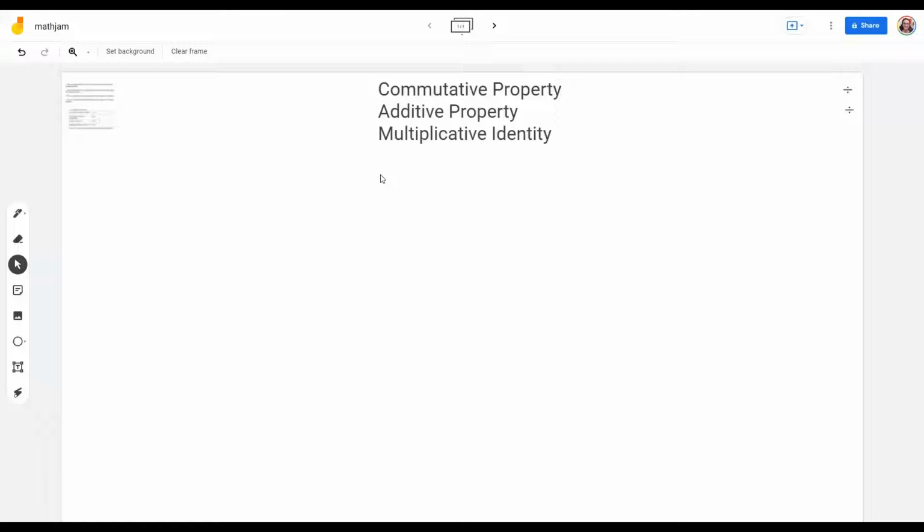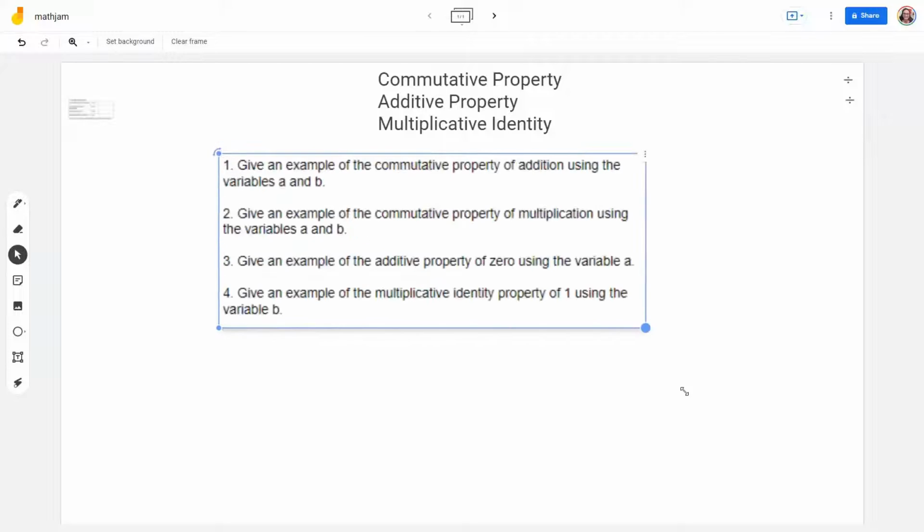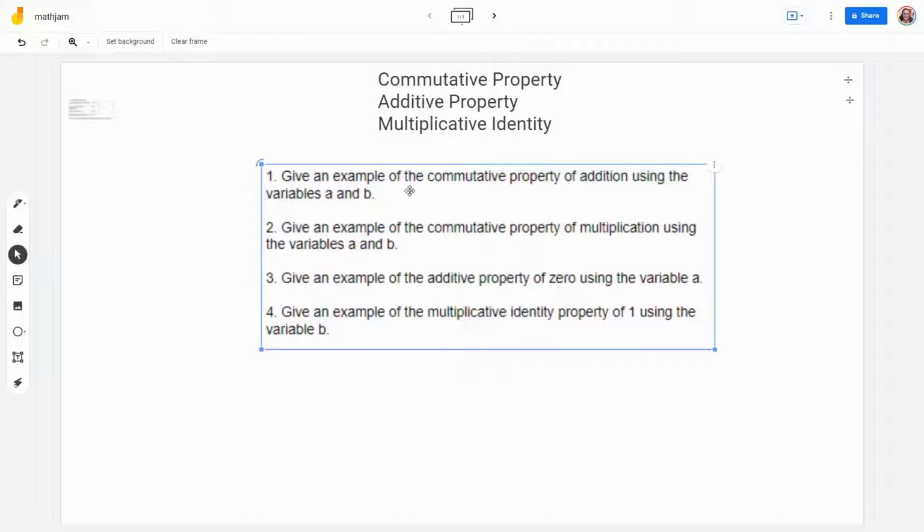Today we're going to be learning about the commutative properties, additive properties, and multiplicative identities. All right, so let's go ahead and take a look at a list of some questions we have here to solve. So our first one says, give an example of the commutative property of addition using the variables a and b.